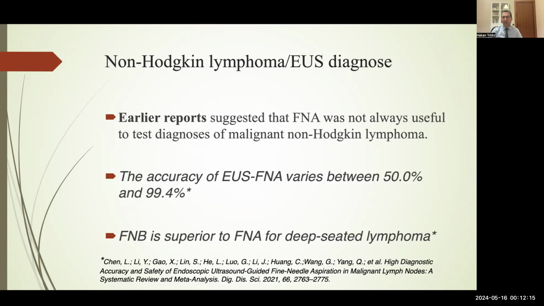Non-Hodgkin lymphoma diagnosis: early reports suggest that FNA was not always useful to diagnose malignant non-Hodgkin lymphoma. The accuracy of FNA varies between 50 and 99%. But FNB, fine needle biopsy, takes the core biopsy, so it gives more information and is superior to FNA for deep-seated lymphoma.